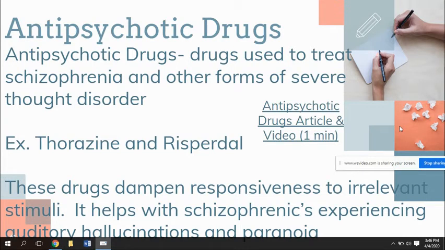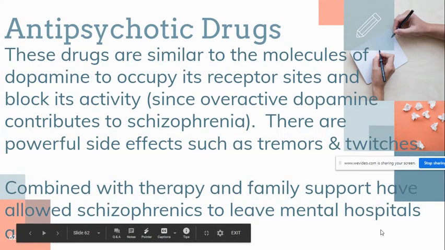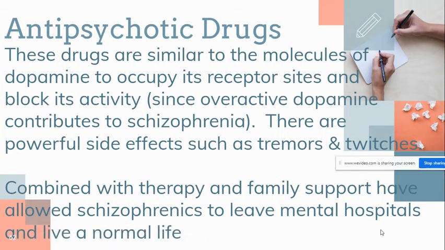They dampen the responsiveness to irrelevant stimuli, because the person has a lot of stimuli in their brain from those auditory hallucinations. They're paranoid. All this stuff's going on in their brain that's not real. And so it helps to push all that out. They're similar to the molecules of dopamine, and they occupy the receptor sites and block its activity. Because if you remember, having too much dopamine leads to schizophrenia.